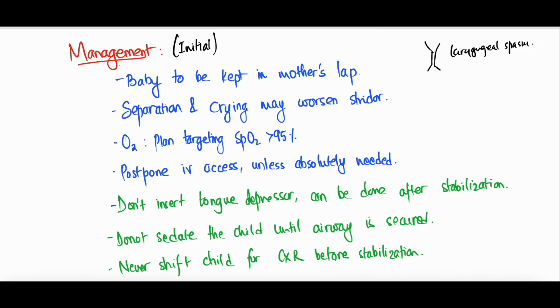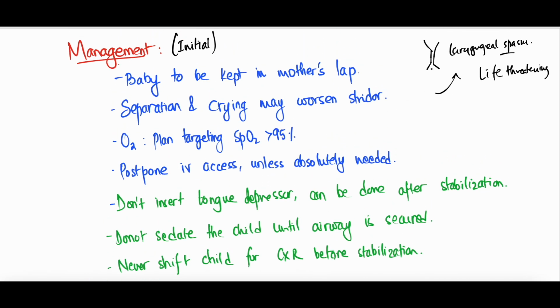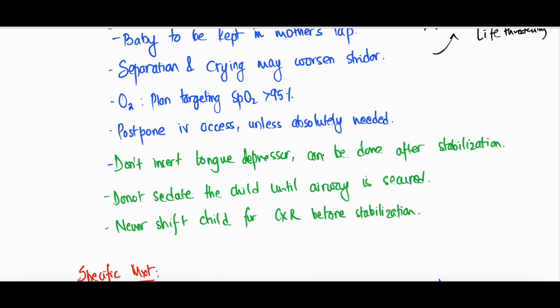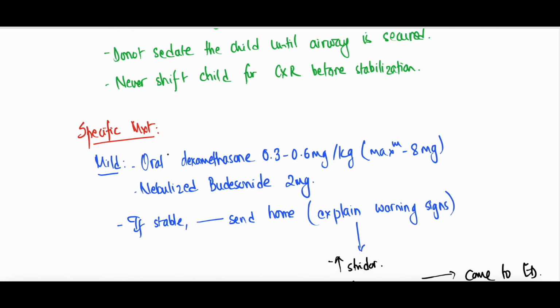We don't separate the mother from the baby, because separation and crying will worsen the stridor and increase the chances of laryngeal spasm, which is very life-threatening. So we target a saturation of more than 95%. We postpone IV access unless absolutely needed, because it will worsen the laryngeal spasm. We don't insert the tongue depressor, but it can be done after the stabilization phase. But ideally, it's good we don't do it. We don't sedate the child until the airway is secured, and we don't shift the child for chest X-ray before stabilization. So now we go on to talk about specific management.